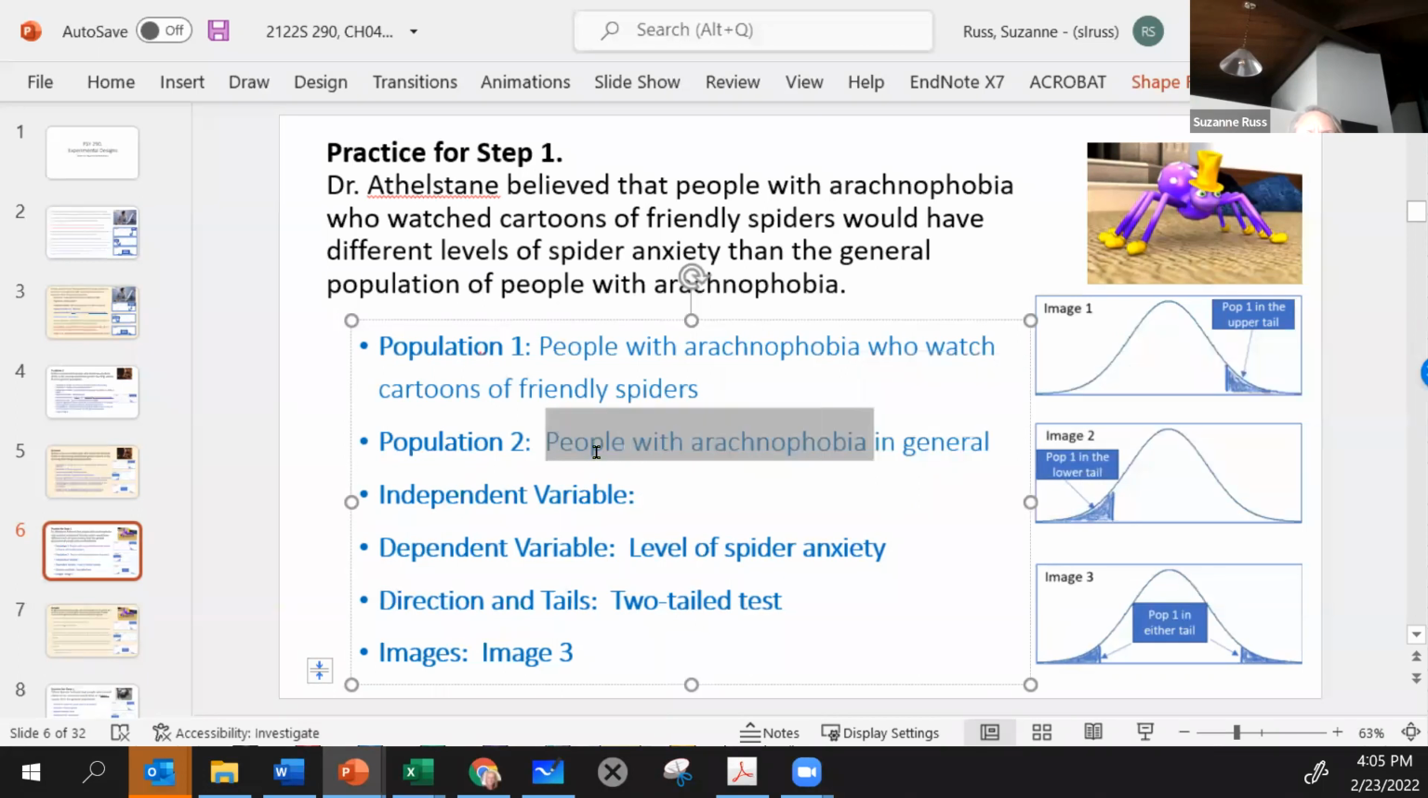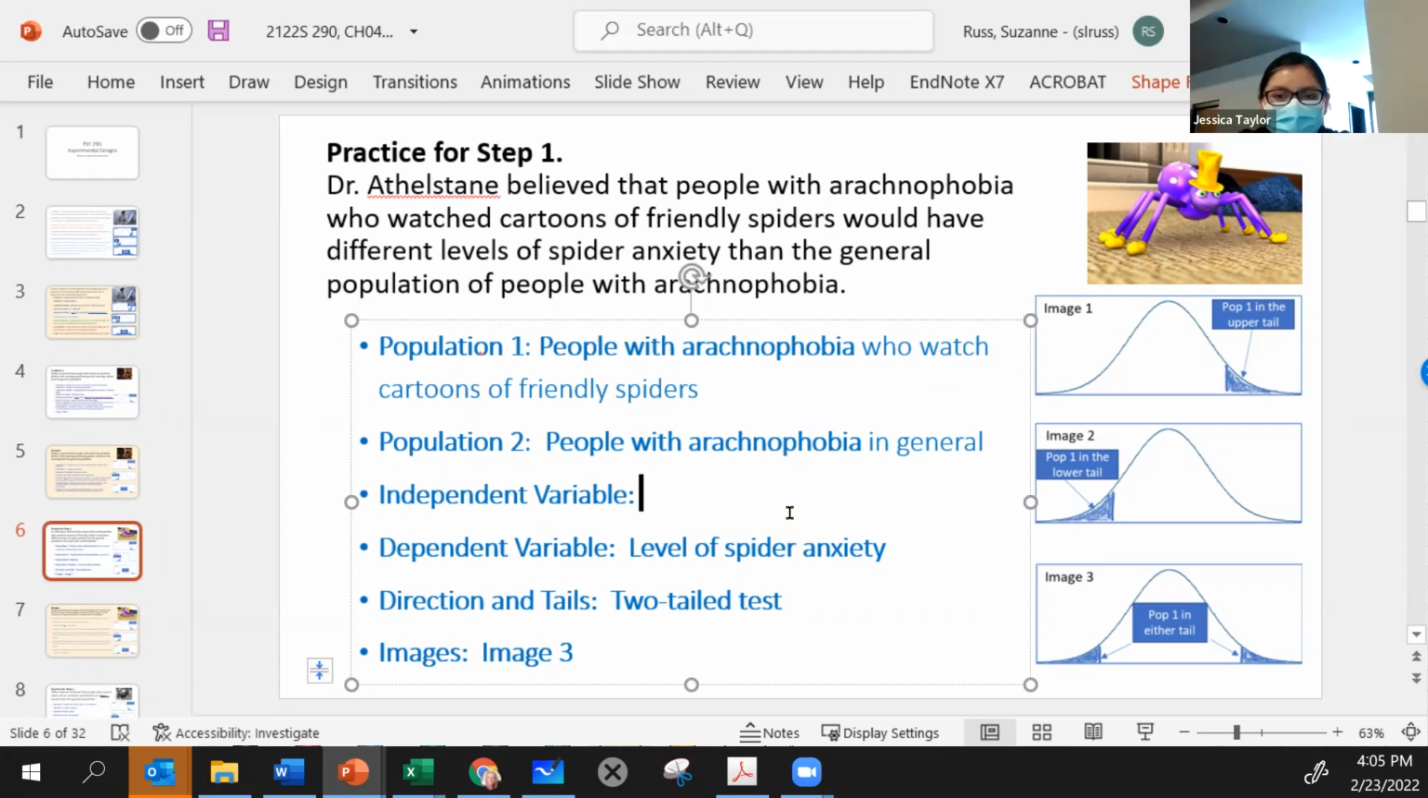So if this, I'm going to make it bold, is the same as this, then we have to look for what's not the same, what's different. So what's different, Jessica, in population one? Just as it's stated. Those who watch cartoons of friendly spiders? They're watching cartoons of friendly spiders.